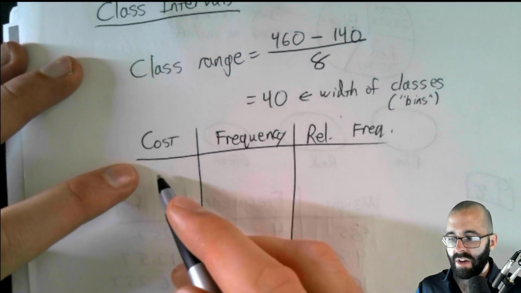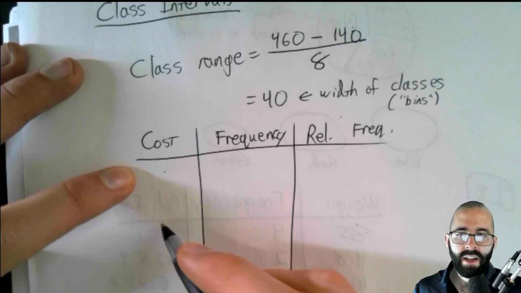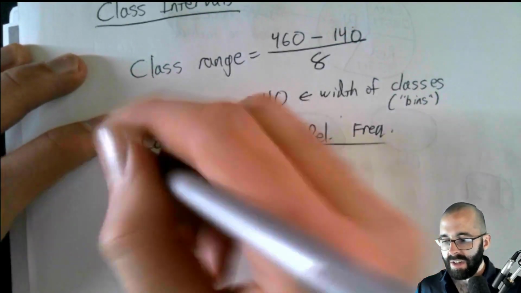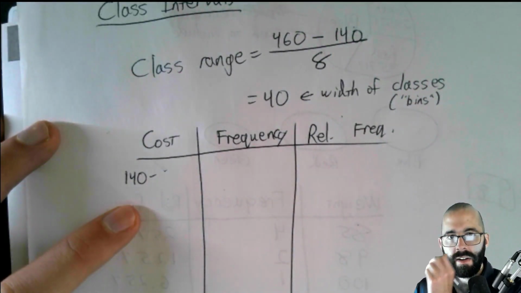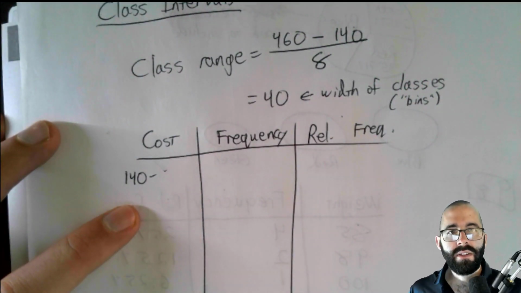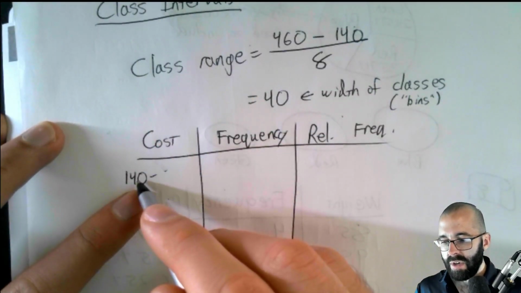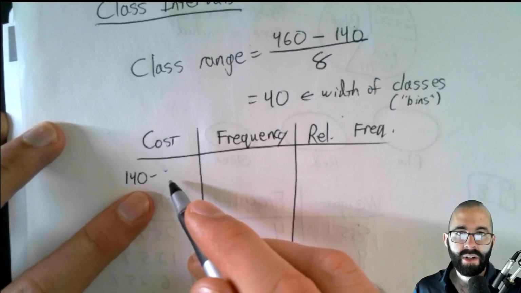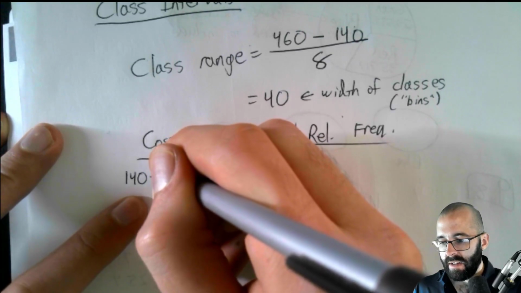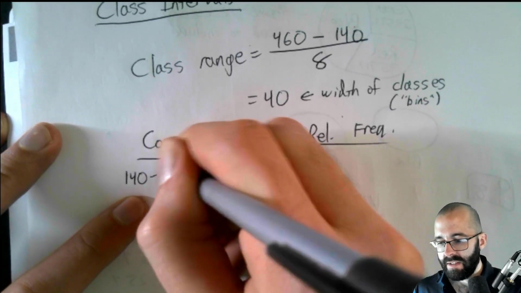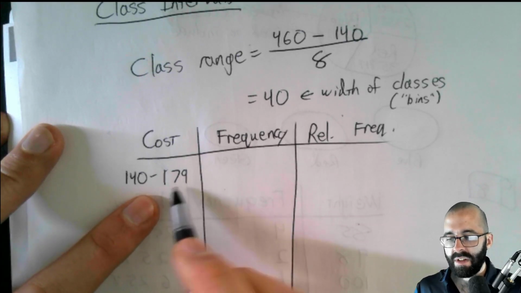So now, instead of the cost being counting up every single thing, 140, 160, etc., we're going to use the bins. So we're still going to start at 140, but now we're going to go from 140 to 180, and we're not going to include the 180. Since these are all integer values, we're going to write 140 through 179. Now this is not super clear where this comes from.